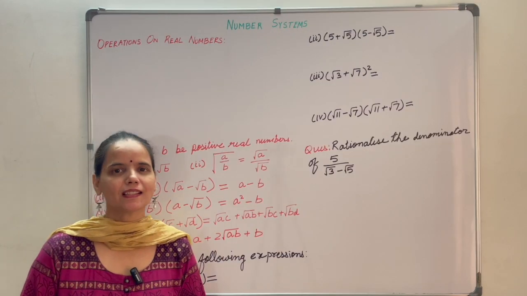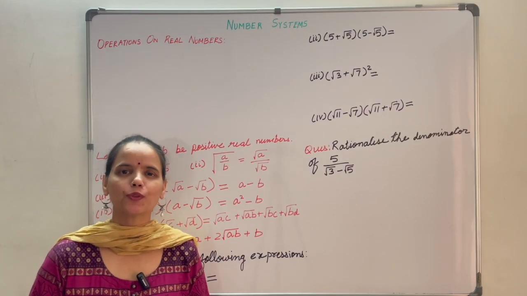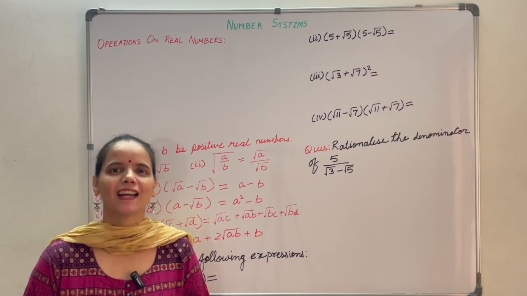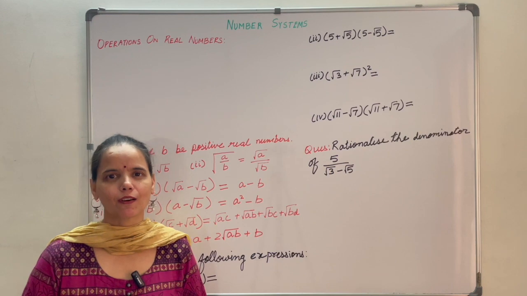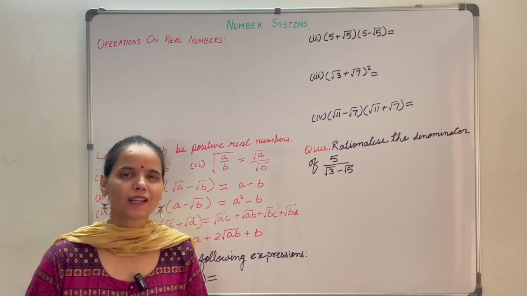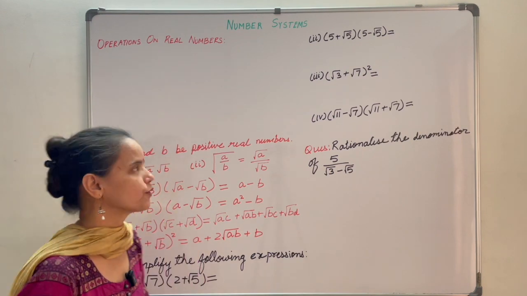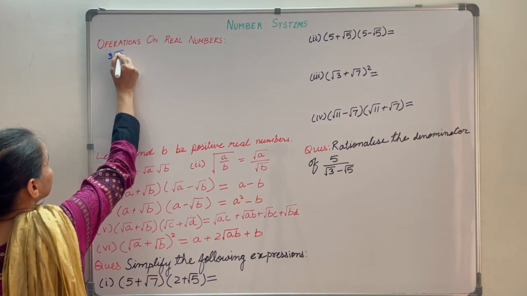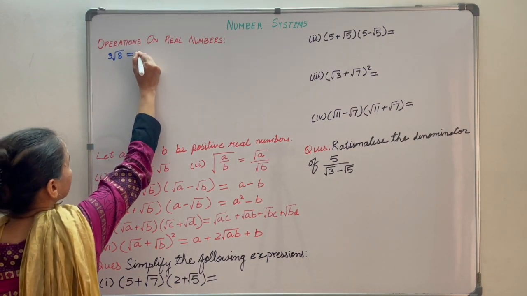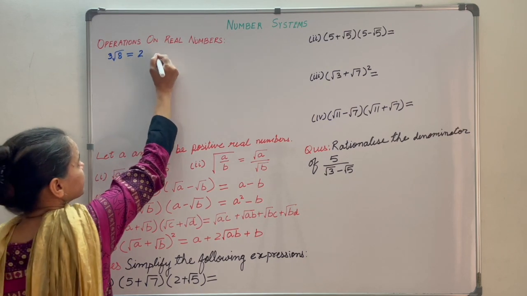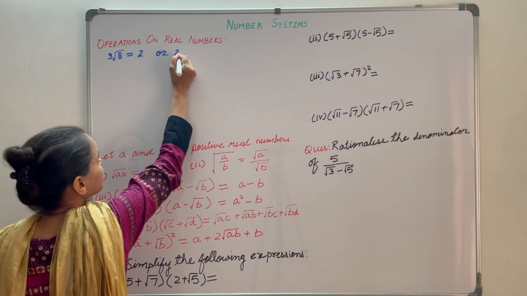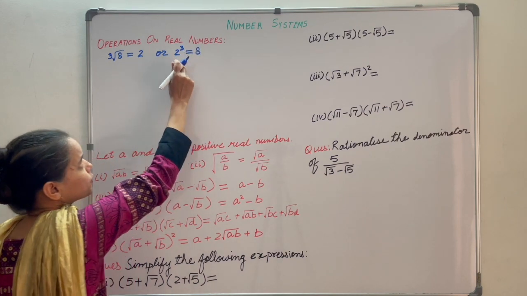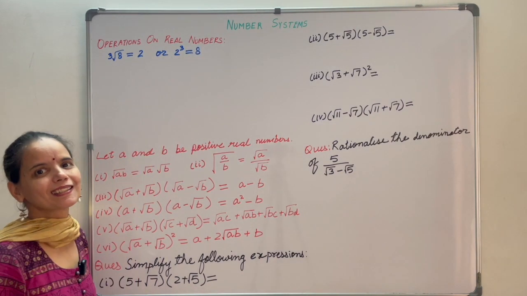Let us now extend the idea of square roots to cube roots, fourth roots, fifth roots, or in general nth roots. Let us quickly recall the concept of square roots and cube roots. So if I ask you what is the cube root of 8? You know that that is a positive number and that is 2. I can write the same thing as 2 cube is equal to 8. When you multiply 2 three times, you will get 8.